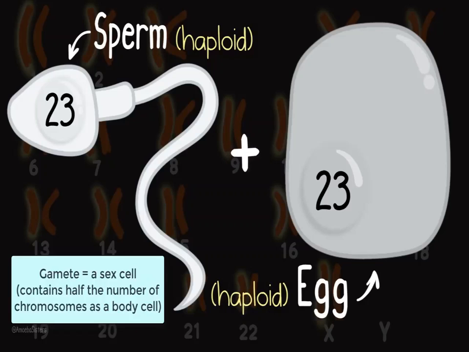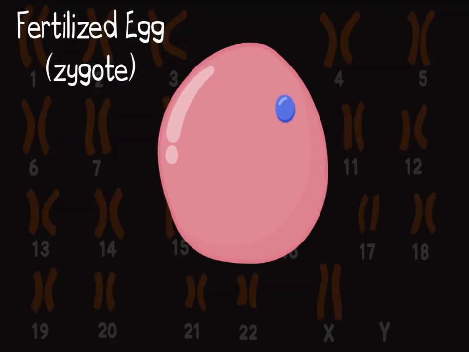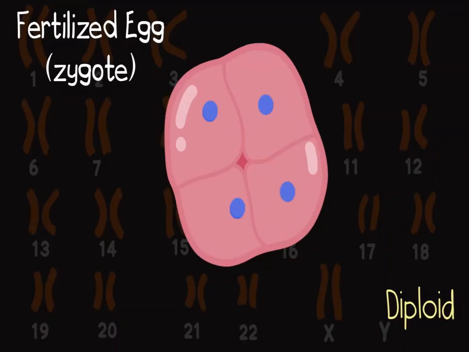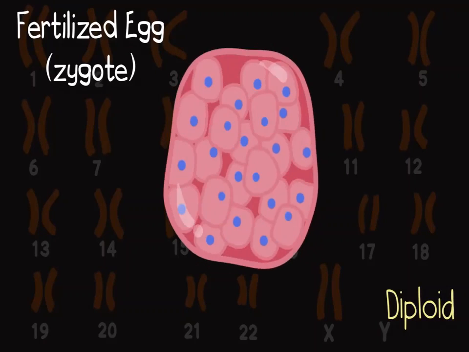When a sperm and egg cell combine, they form a fertilized egg, known as a zygote. The resulting cell is diploid, as it contains two sets of chromosomes, and it will divide to continue to form more diploid cells. You are a diploid organism.